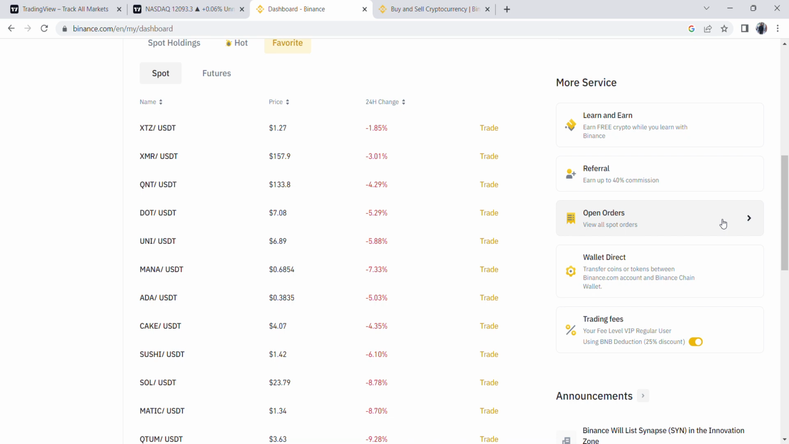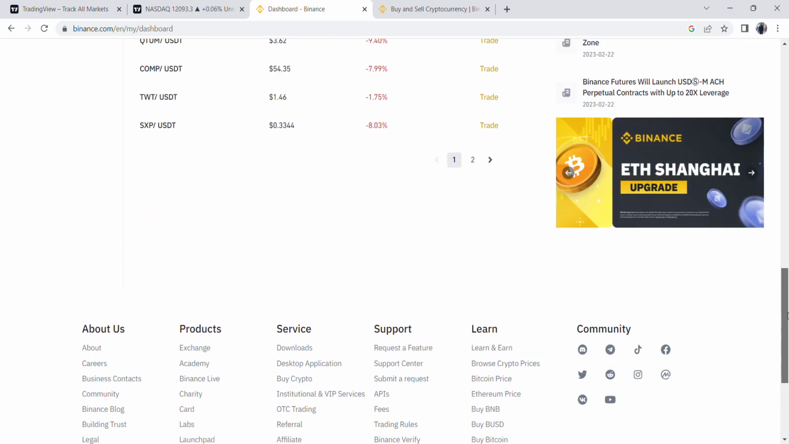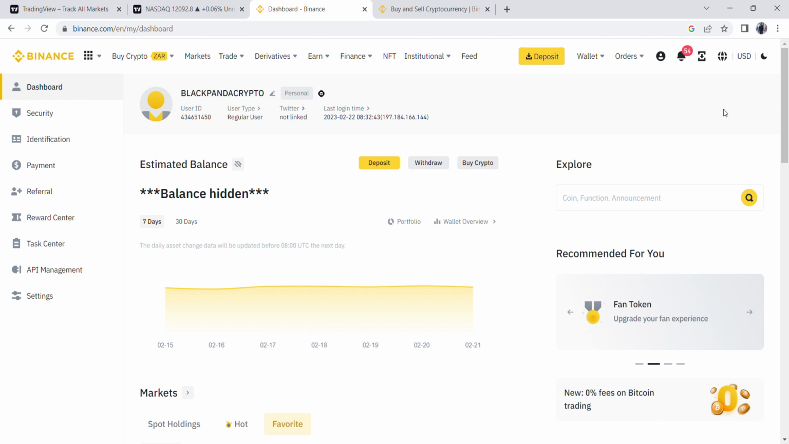You know, open orders, view all spot orders. These are all my spot trades. Then wallet, then trading fees, and down there are your announcements.